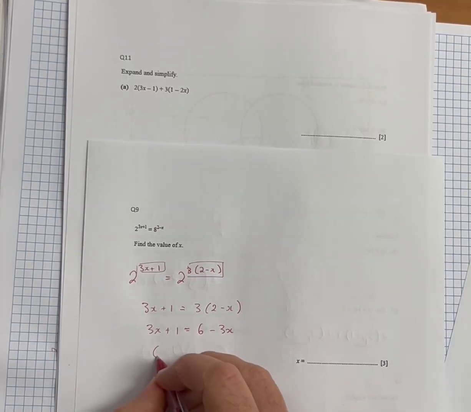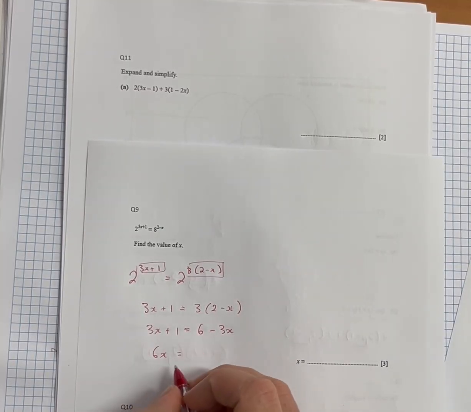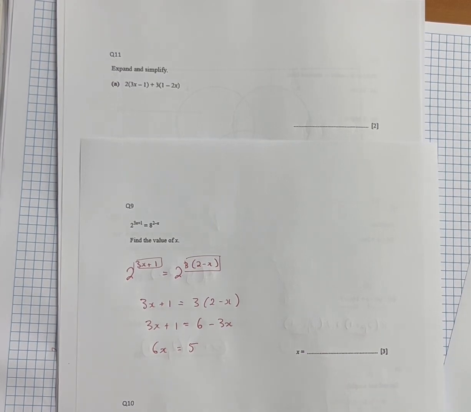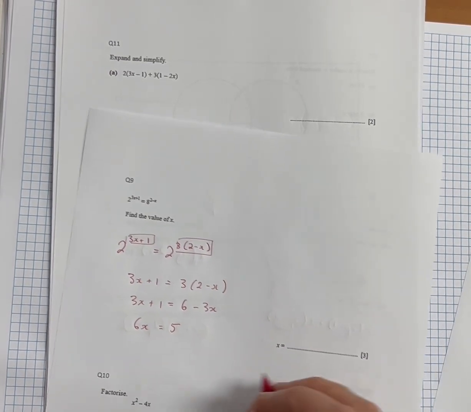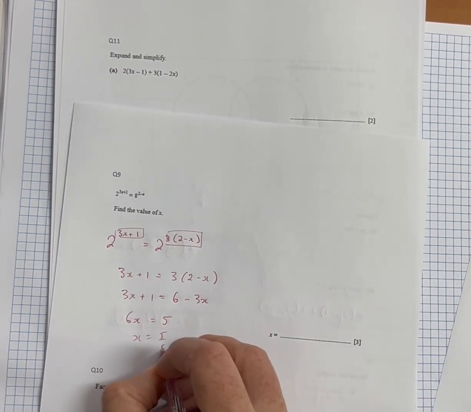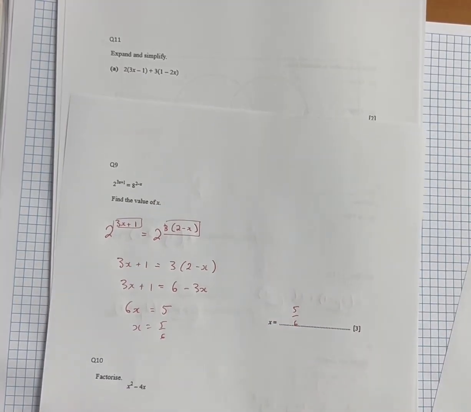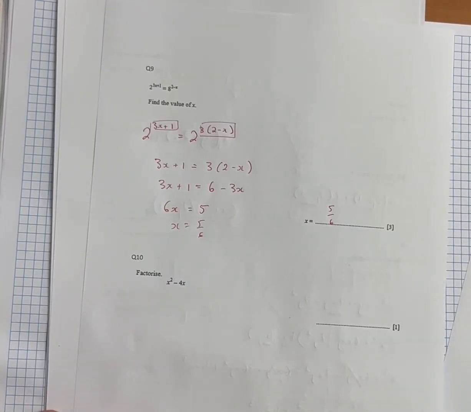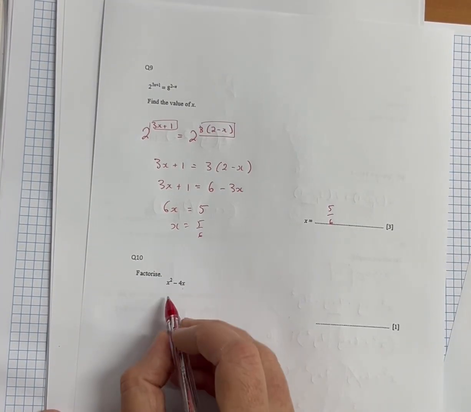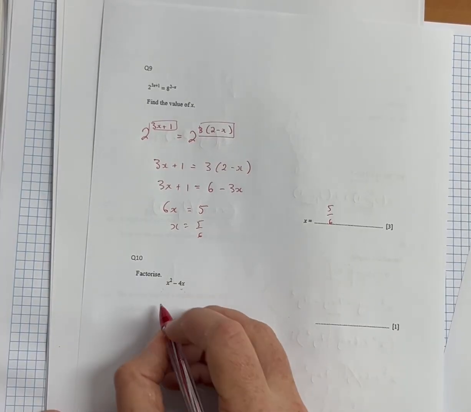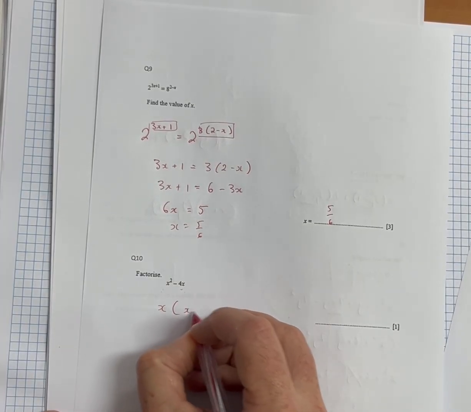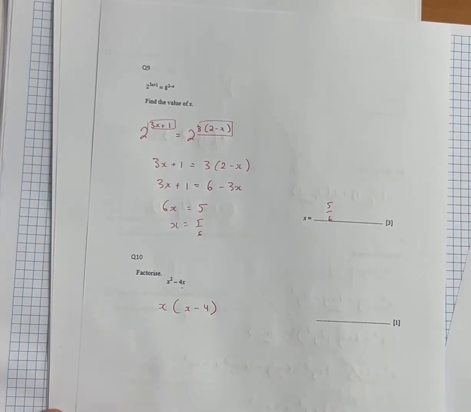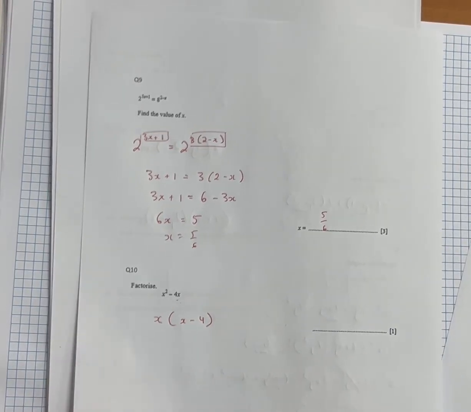Combine x's on one side, we get 6 x's in total. Subtract 1 over here, we get 5 here, and x must be 5/6. So x is 5/6. Next one, this is a pretty straightforward factorization. Common factor, these aren't difference of two squares. So x can pull out, x minus 4 left behind. I don't think I can do any more than that. So that's that one done.